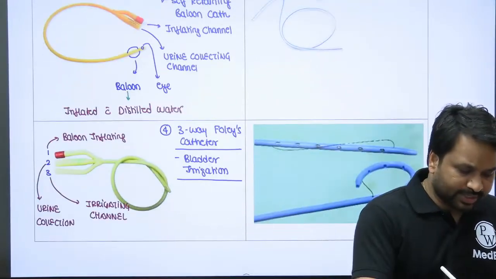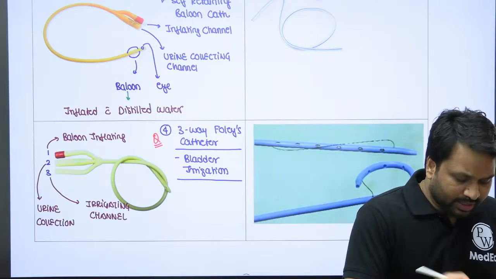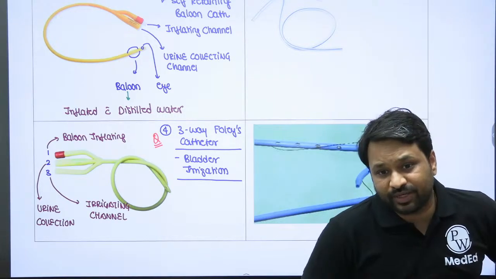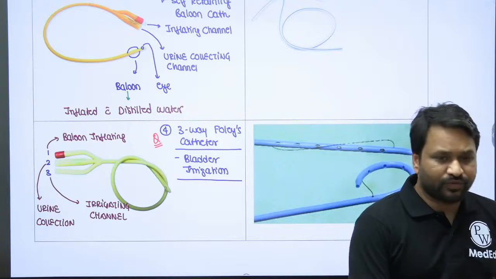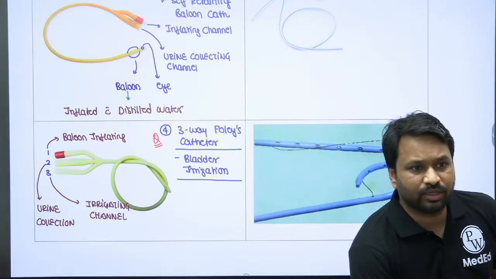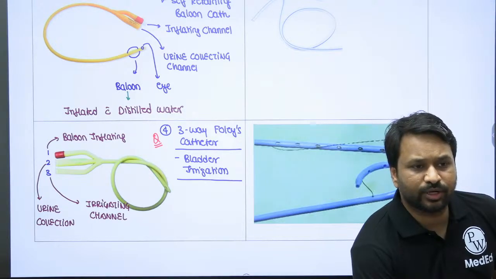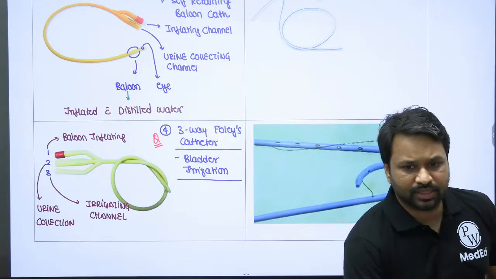So the question in the exam that they asked is, number 1, identify the image, and number 2, the advantage or the usage of a three-way Foley's catheter. The usage of a three-way Foley's catheter is going to be for bladder irrigation.